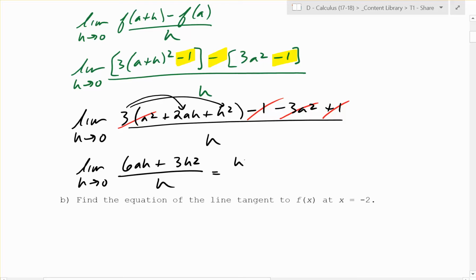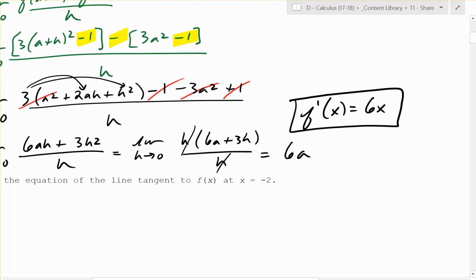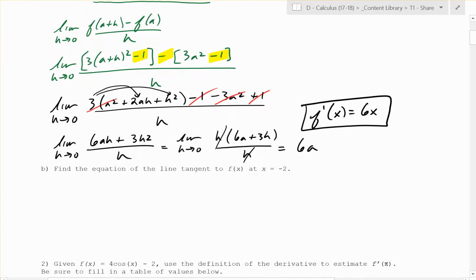And then you can factor out the h, keep the limit going. So the limit as h goes to 0 of h times 6a plus 3h, all over h. The h's cancel. And now you can plug in 0 for h and you're left with 6a. This means that the derivative in terms of x is 6x. This tells us the instantaneous rate of change anywhere we want to.